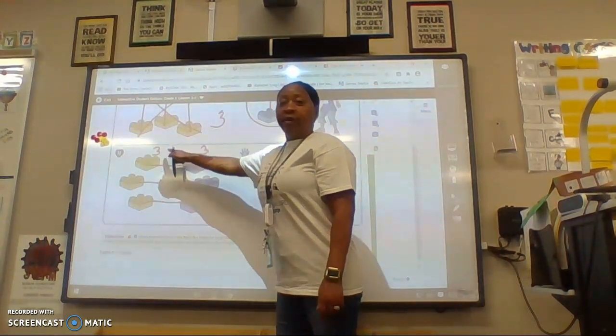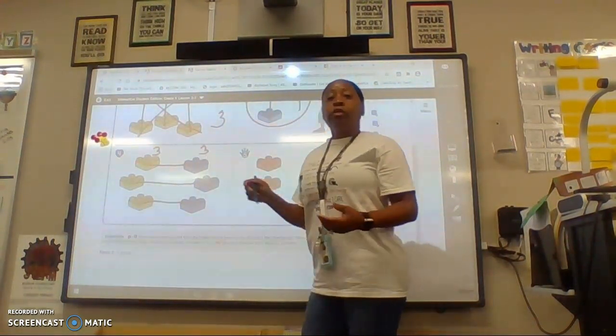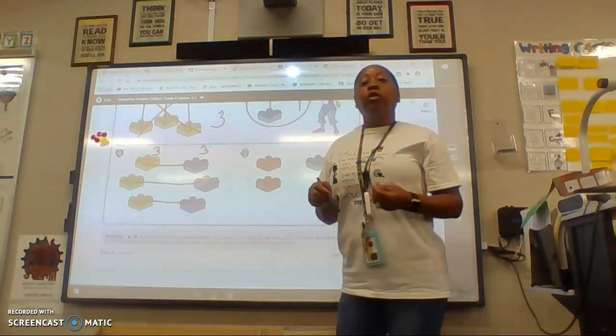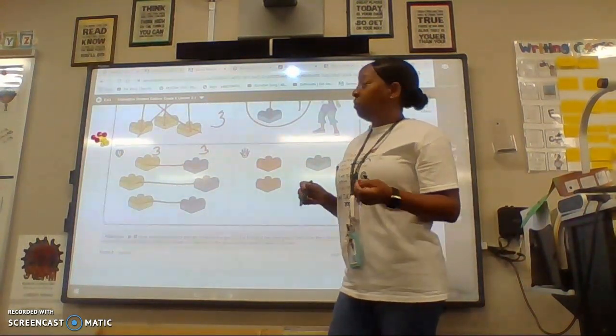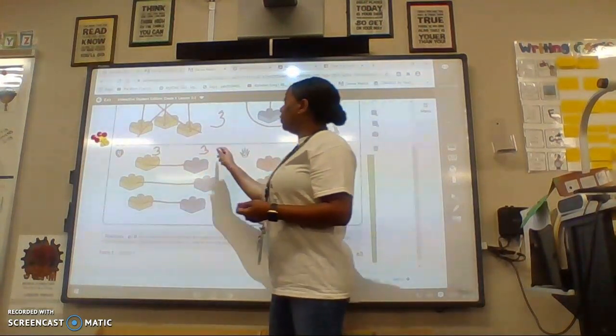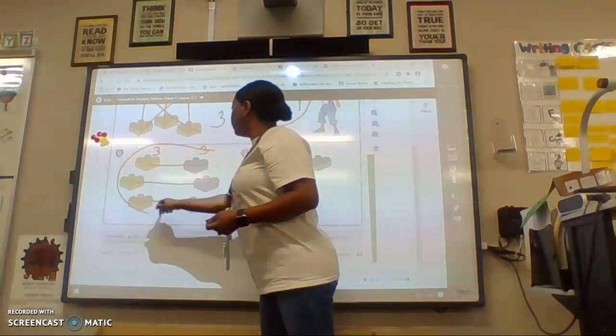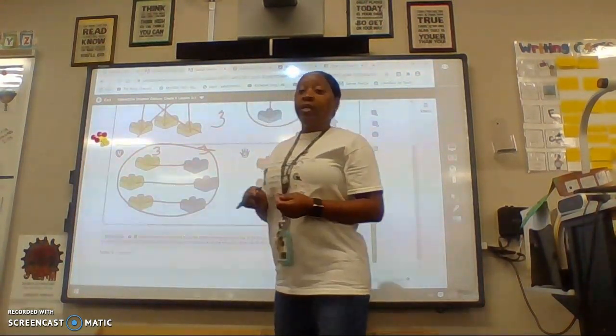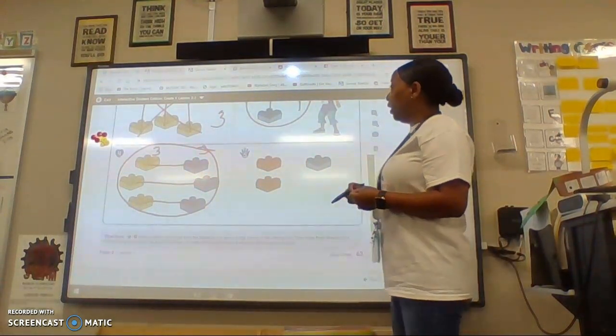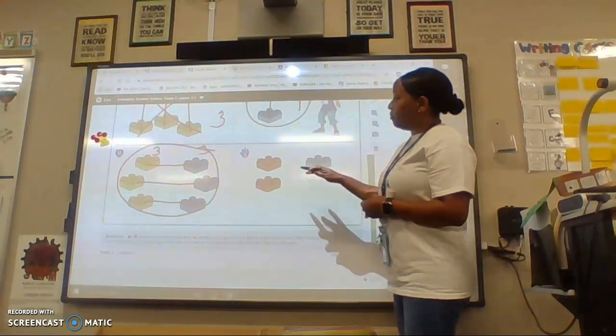Okay? Looking at our numbers, 3 and 3 are the same number, so that means we have an equal number of blocks in number 4. So we're going to circle that group because it is equal. All right? Let's move on to number 5.